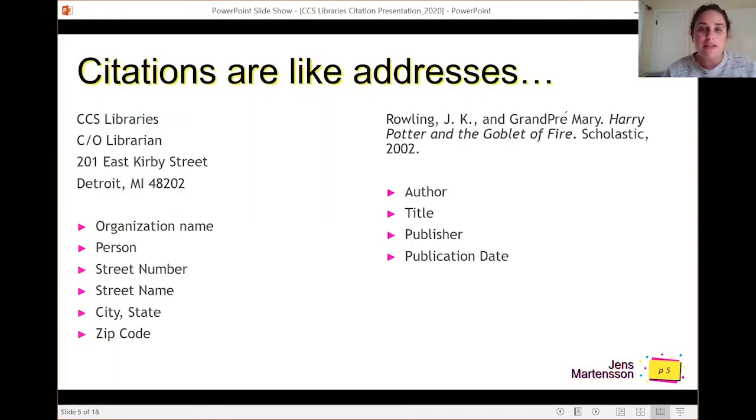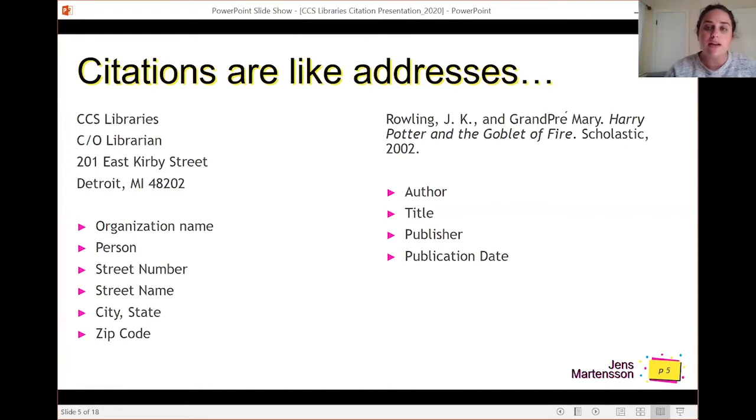The easiest way to think about citations is that they are like addresses, right? On the left-hand side, we have the CCS library's address, and there's different parts of an address. We need to use the different parts of an address every time we submit something in the mail, because it allows the post office to get our package or our letter to the right recipient. Similarly, a citation allows us to tell other people how to find a source that we used if they want to find more information on it or read it themselves.